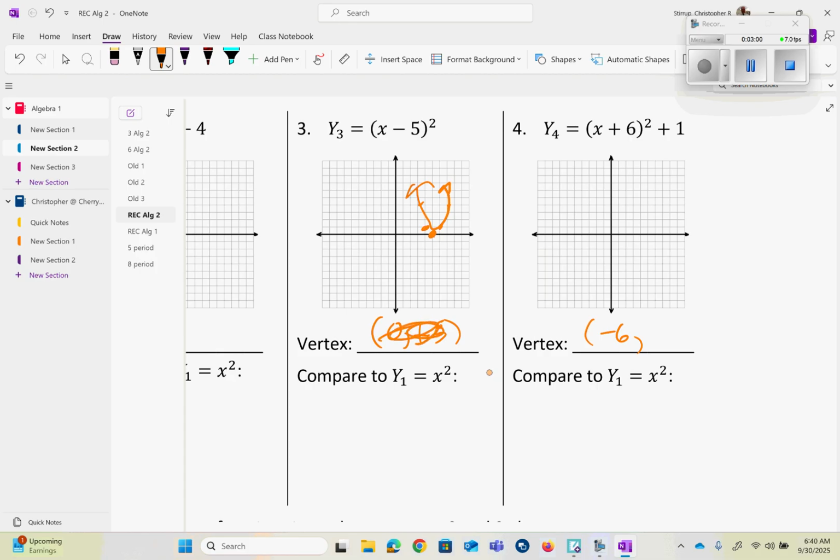This one is going to shift left 6. Actually, I made a mistake on this one. This vertex is 5, 0, not that. This one's going to be -6, 1. It shifts left because you got a positive on the 6, and then up 1. Then pattern graph, right 1 up 1, left 1 up 1, right 1 up 3, left 1 up 3, so on and so forth.